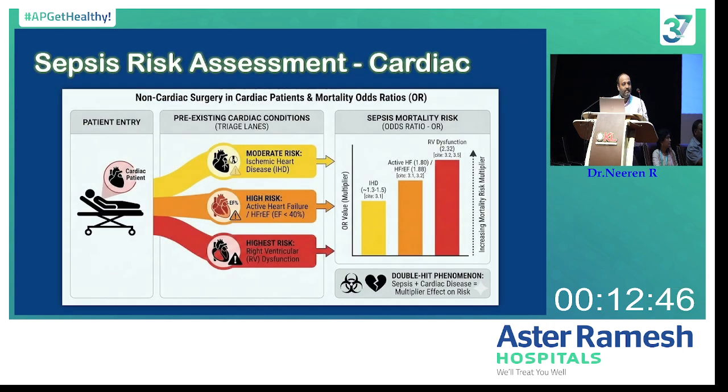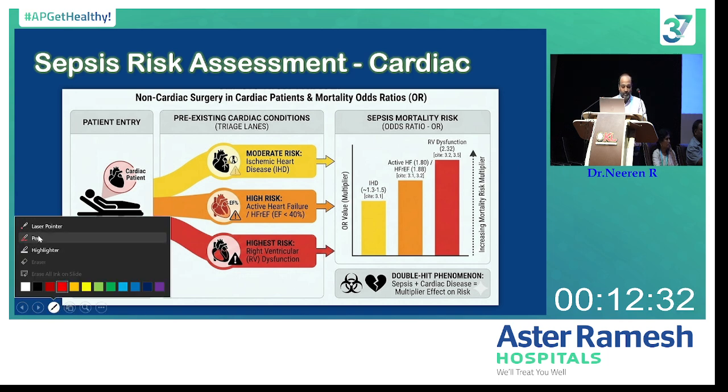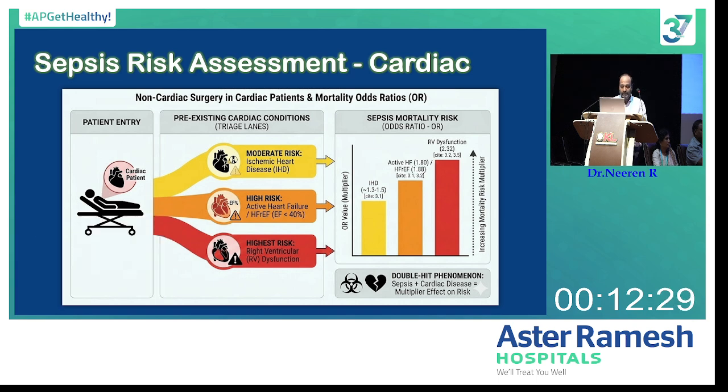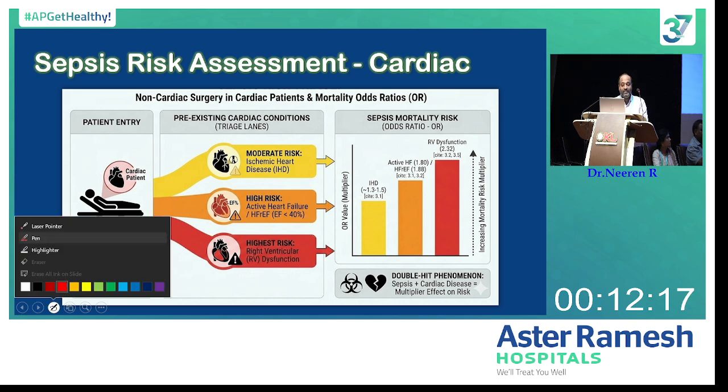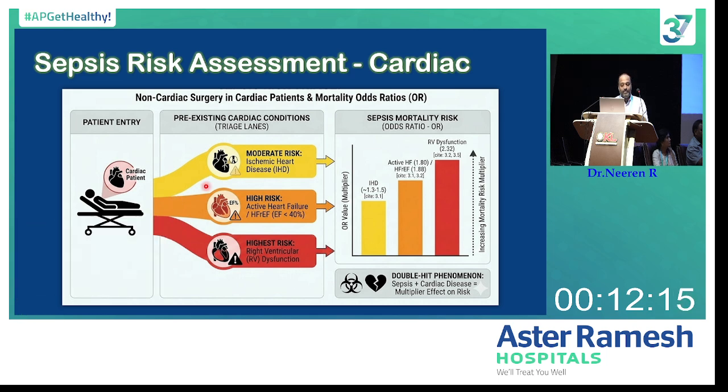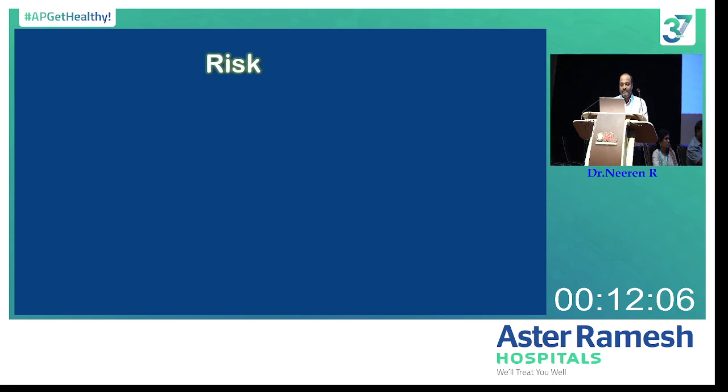So first, in assessment of sepsis risk in cardiac patients, these are the important pre-existing cardiac conditions we have. The common one, ischemic heart disease, increases the odds ratio by around 1.3 to 1.5, while the presence of any heart failure increases the risk by around 1.8. So it almost doubles the risk of sepsis in these patients. But the most important risk factor, which has the highest odds, is actually right ventricular dysfunction. The presence of right ventricular dysfunction increases the odds ratio to almost 2.32 times that of normal patients.